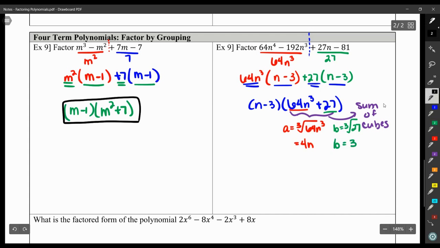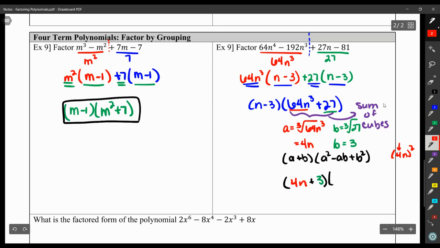And so now we're going to use our sum of cubes pattern. So a plus b times a squared minus ab plus b squared. So we have a, which is 4n, plus b, which is a 3, close parentheses, times a squared. So we're going to take 4n and square it. 4n squared. So that means 4 squared and n squared. So 16n squared minus, multiply a and b together. So 4n times 3 makes 12n. Plus b squared. Well, 3 squared makes 9. So there's the sum of cubes portion.